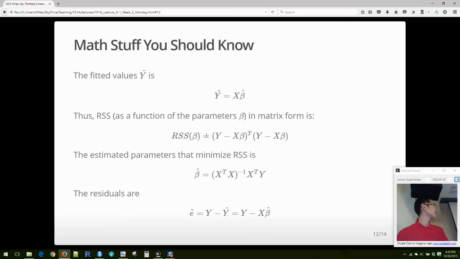So does this return a matrix, or does it return a single value? It returns a single value, right? Because this becomes a row vector, and this is a column, and so you get a single value here. That's why we can minimize it. And then you take x transpose x, inverse. You have to solve this. And then x transpose y. This is how we get our estimated parameters beta hat.